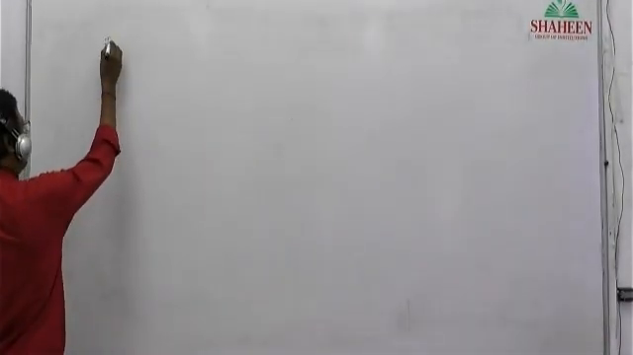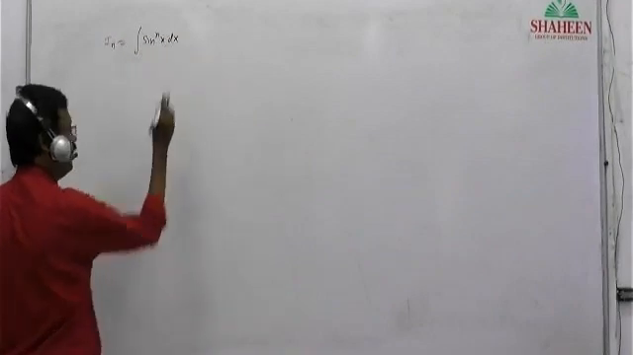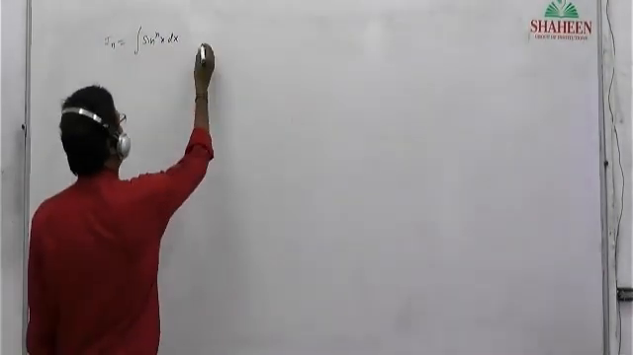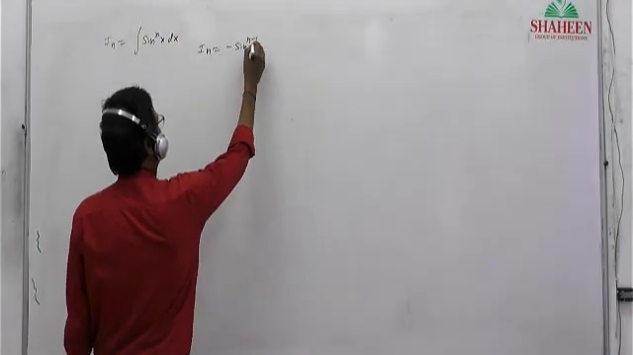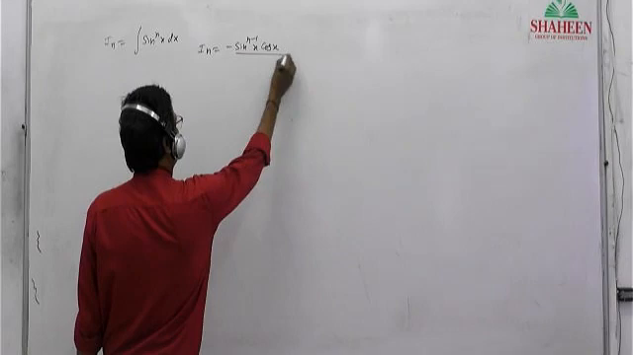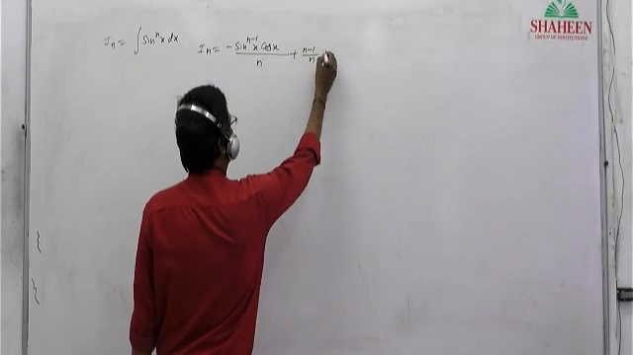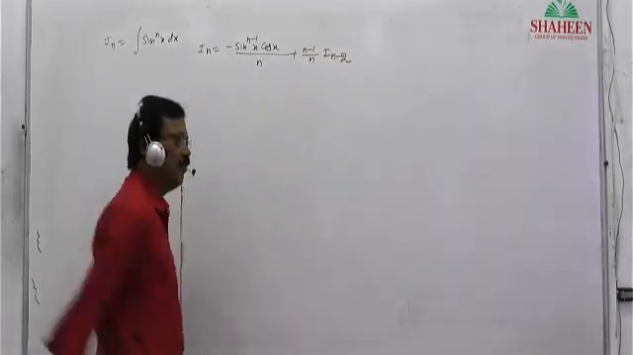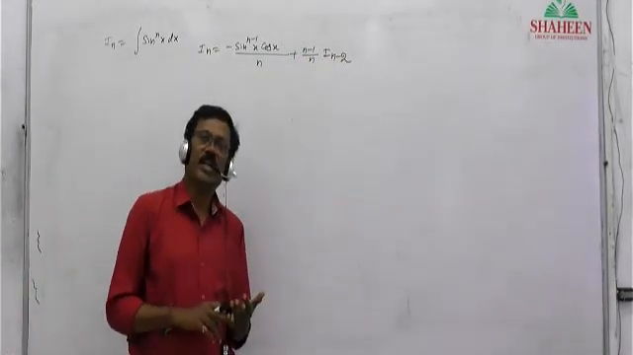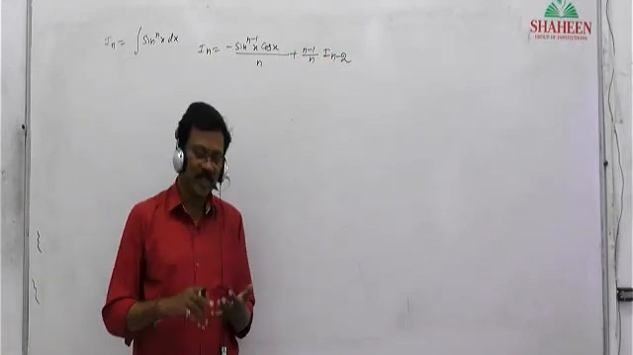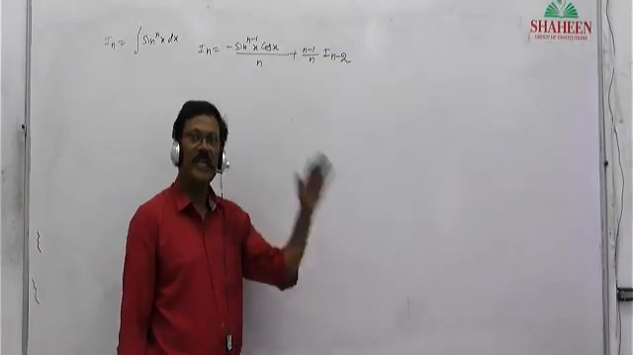We know that In is equal to integral sin^n x dx. And this reduction formula: In is equal to minus sin^(n-1) x cos x by n, plus (n-1)/n into I(n-2). We know this reduction formula already. We know all the reduction formulae: sin^n, cos^n, tan^n, sec^n, cosec^n. All reduction formulas we know in the indefinite integrals.